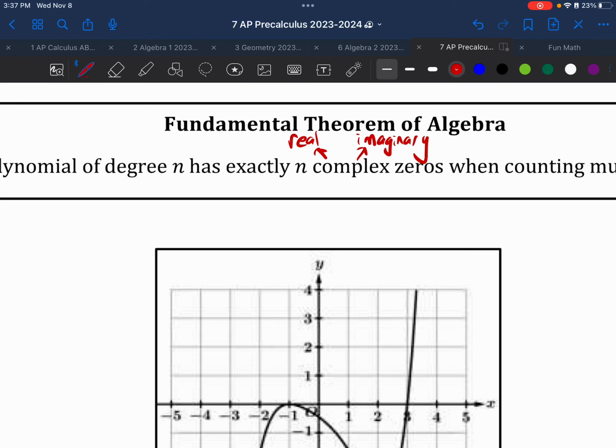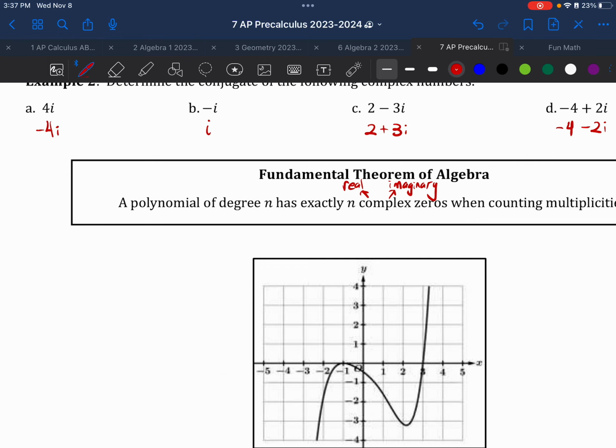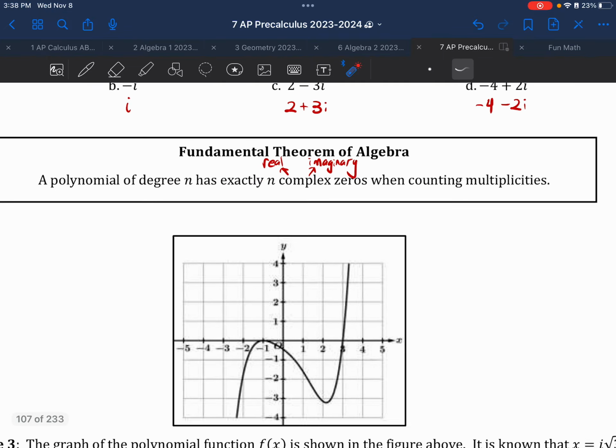If I look at all the reals and all the imaginary zeros, then you'll have exactly n many zeros if you have a degree n. So if I have a cubic of degree 3, we'll have 3 complex zeros when counting multiplicities. Yes, I agree with all of this.